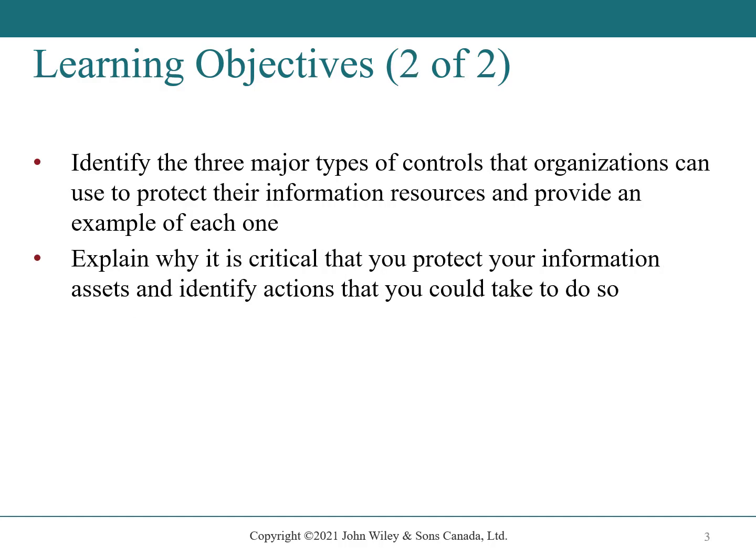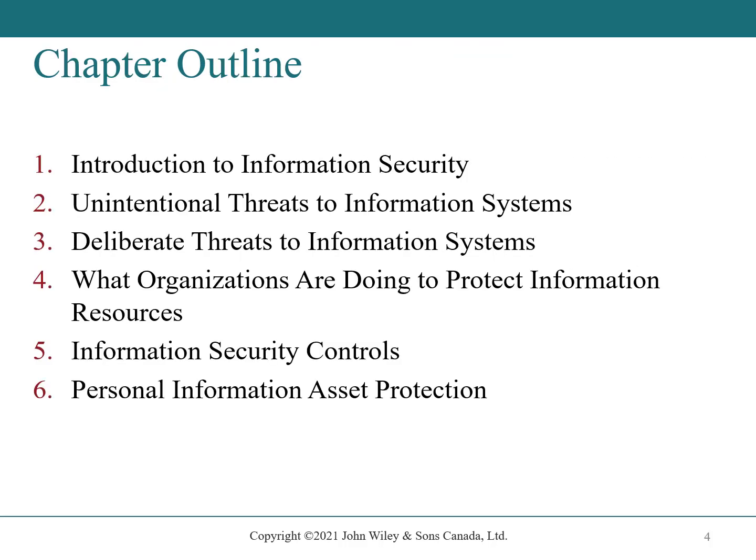Identify the 3 major types of controls that organizations can use to protect their information resources and provide an example of each one. Explain why it is critical that you protect your information assets and identify actions that you could take to do so. Chapter Outline.